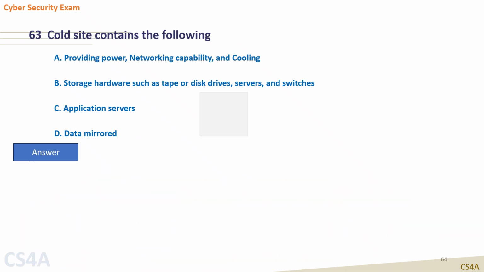So here the question is, the cold site contains the following. Definitely the answer is providing power, networking capabilities and cooling. So the answer is option A.